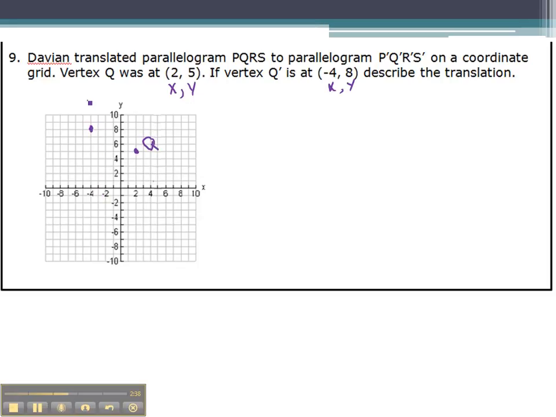So there's Q prime. To describe the translation, we start at Q and move to Q prime and see how many spaces we move. So we're going left, 1, 2, 3, 4, 5, 6 spaces, so 6 left. And then from there we're going up 1, 2, 3 spaces. 6 left, 3 up.